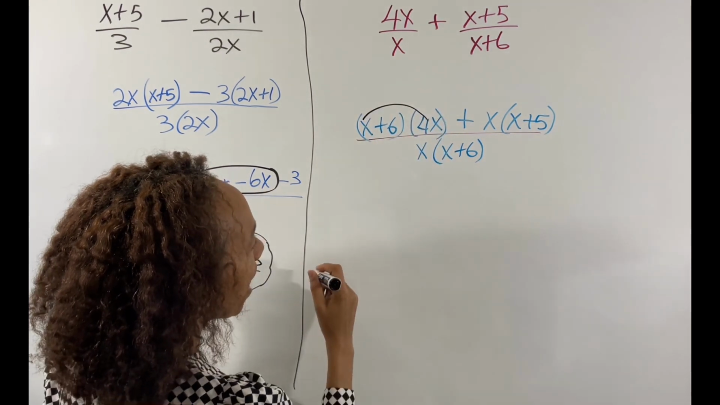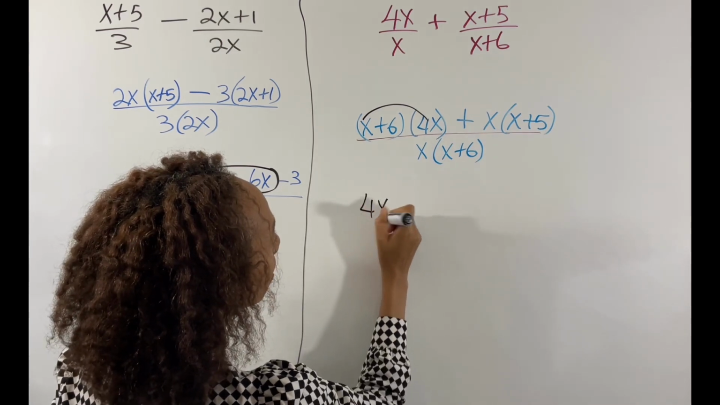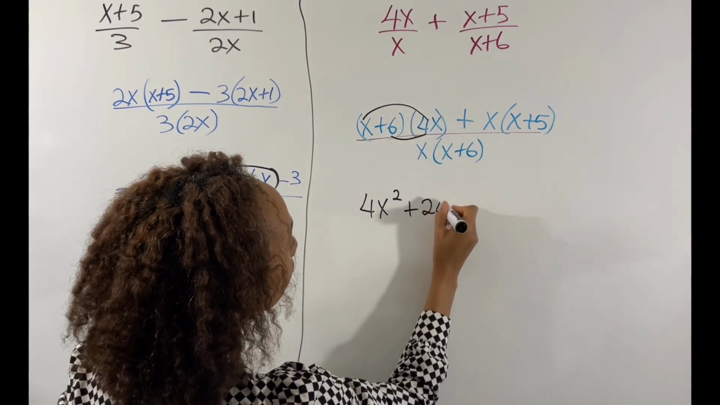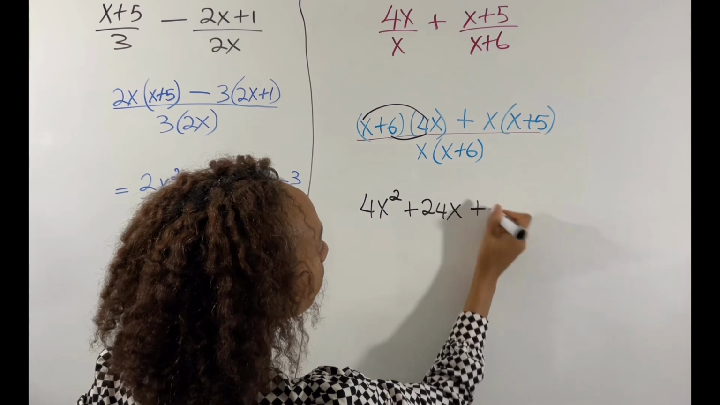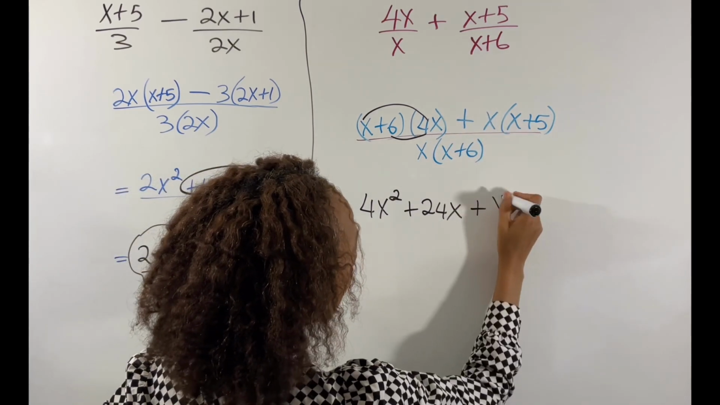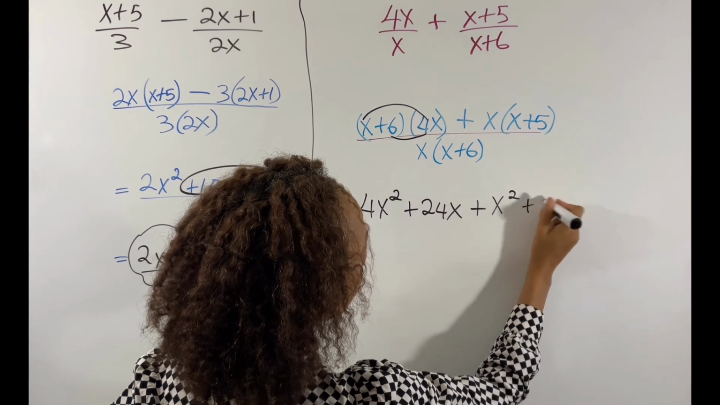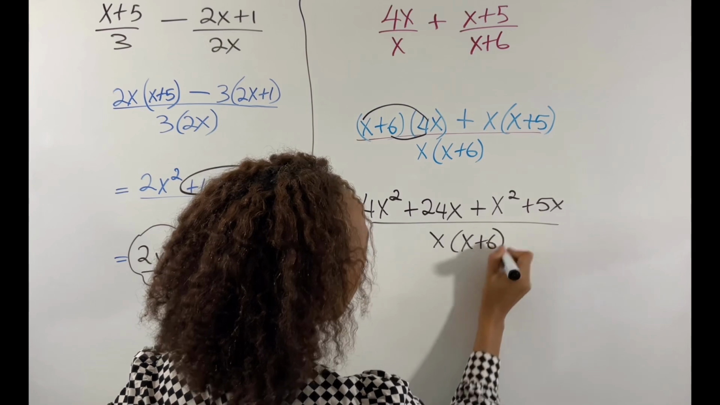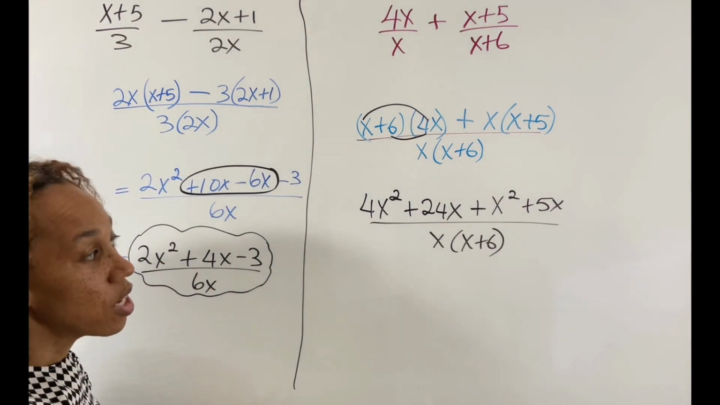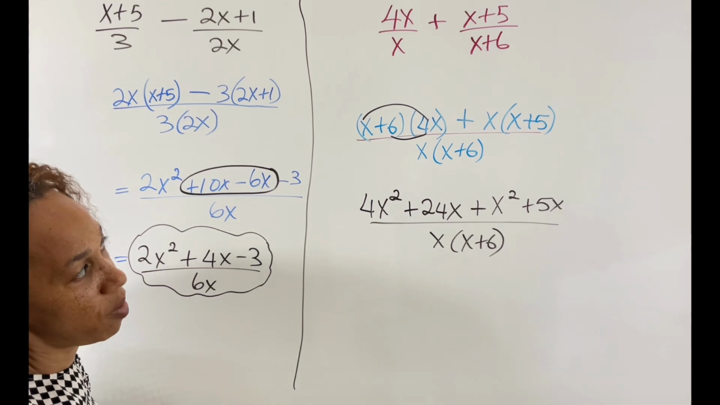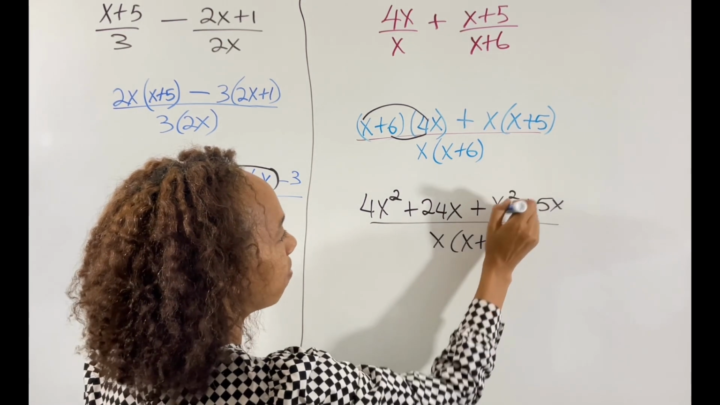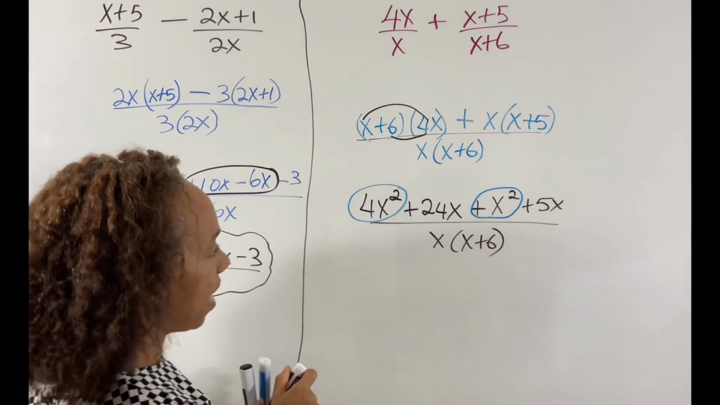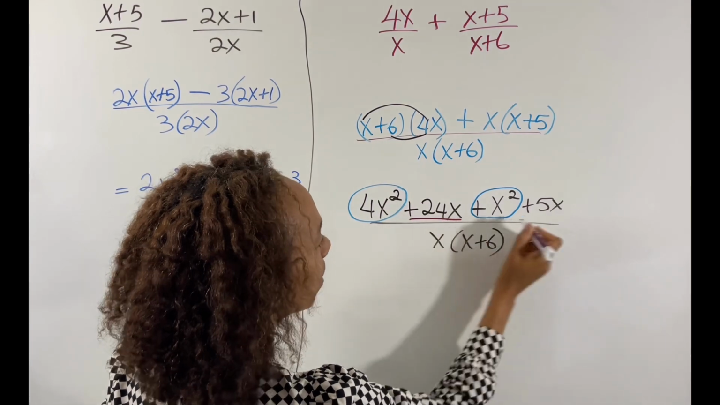and once we use our distributive property, we will note that 4x times x is going to be 4x to the second power, and 6 times 4x is going to be 24x. And bring down our plus sign there. x times x is x to the second power. x times 5 is going to be 5x over x parentheses x plus 6. Okay? And we have to combine our like terms here. We have two sets of like terms here. We have this set, and we have this set. And then the other set that we have is the 24x and the 5x.